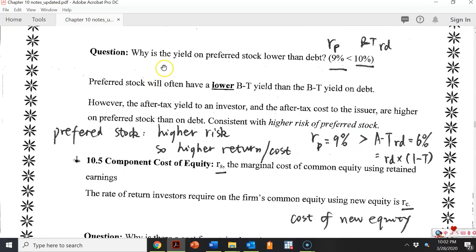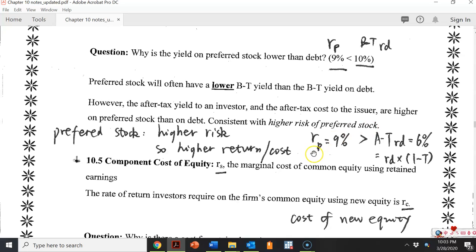Another question: why is the yield on preferred stock lower than debts? From the last two sections, we know the cost of the preferred stock is 9%, and the before tax cost of debt is 10%. Preferred stock will often have a lower before tax yield than the before tax yield on debts. However, after tax yield to an investor and after tax cost to the issuer are higher on preferred stock than on debts, consistent with higher risk of preferred stock.